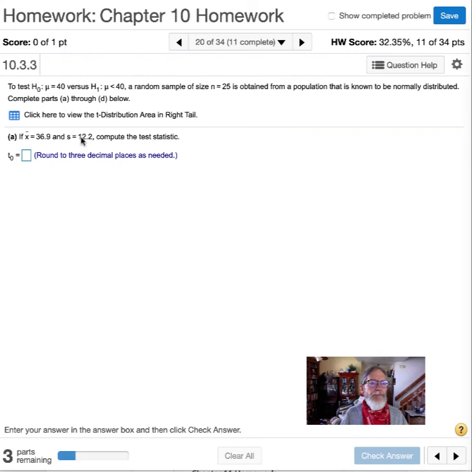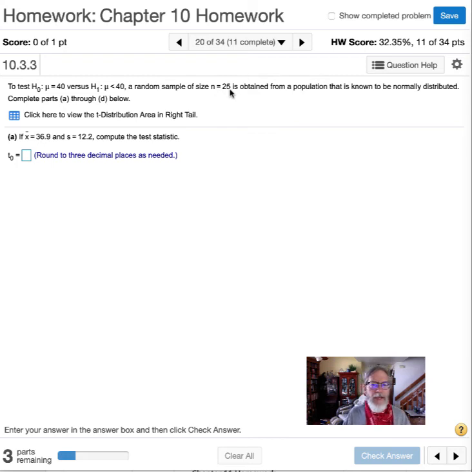We've got a hypothesis test. Yes, this is chapter 10. Notice it says mu equals 40 versus mu is less than 40, so we are testing the mean of the population. We want to know if the population mean really appears to be 40, or if we're thinking it's going to be something less. Sample size is 25, which is kind of small, right?